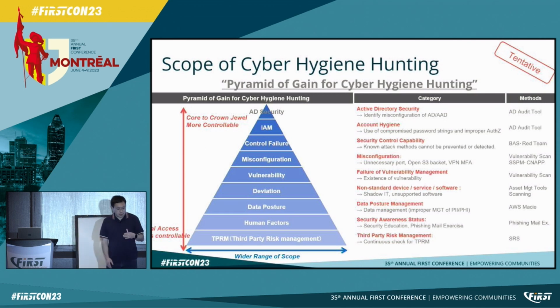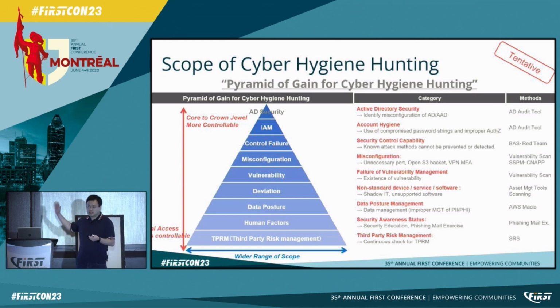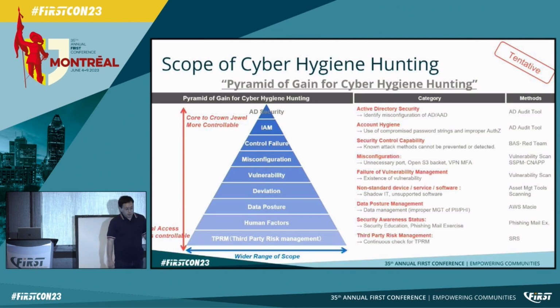The lower layers are much more uncontrollable. For example, of course, it is difficult to manage the third party. And in terms of human factors, we don't have a patch for human beings to not click malicious content. Of course, we have an awareness program, but it is sometimes difficult to control.